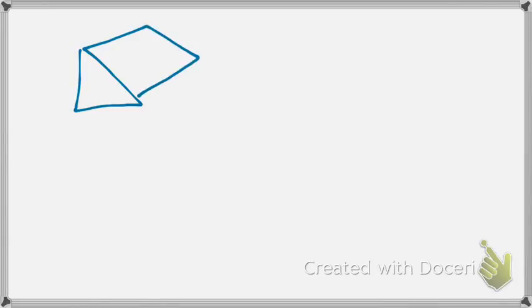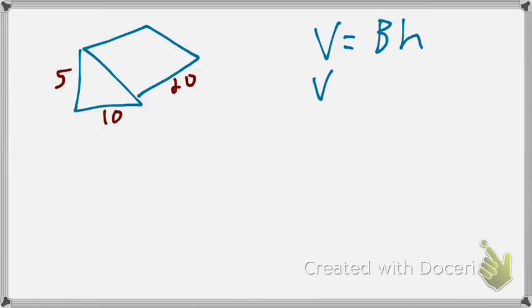Let's say this is 20, 10, and 5. Again, volume is equal to capital B H. The volume is equal to the area of the base. Area of a triangle is 1/2 base times height times the height of the prism. So again, that's here. That's there. First thing you should do is what?